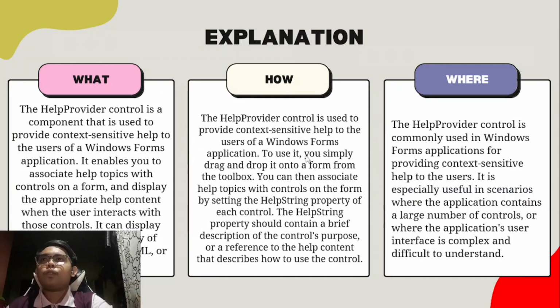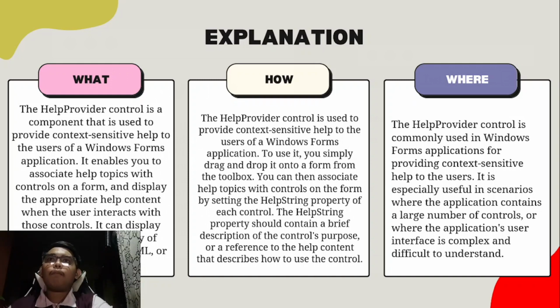Again, I'm going to explain what, how, and where. What does it mean? How does it work? And where can it be useful? The help provider control is a component that is used to provide context-sensitive help to the users of a Windows Form application. It enables you to associate help topics with the controls on a form and display the appropriate help content when the user interacts with those controls. It can display help contents in a variety of formats such as text, HTML, or CHM files.